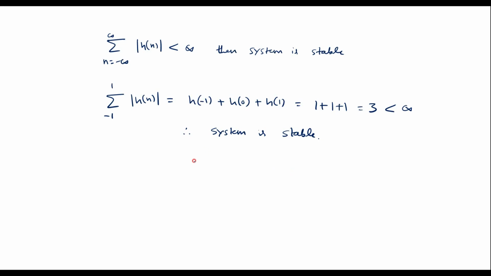So this system is non-causal, but it is stable. Now let me take the second example, that is y of n is equal to 2x of n plus 1 plus 3x of n minus x of n minus 1.